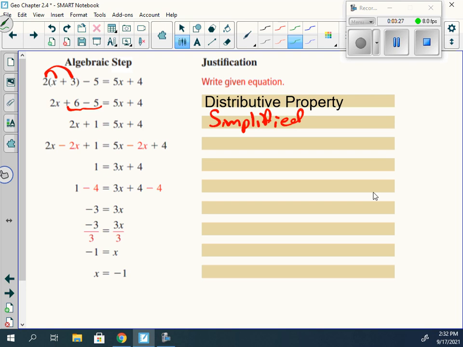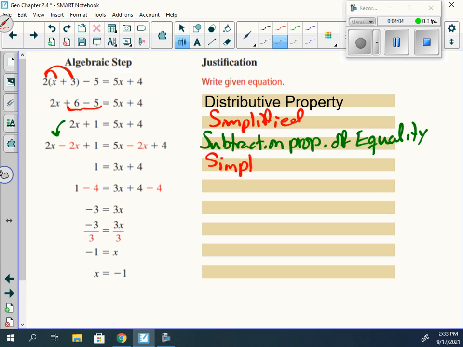So like this here. From here to here, what did they do to both sides of the equation? They subtracted 2x from both sides. So the property that says that we can do this is our subtraction property of equality. Because the subtraction property of equality says we can subtract the same thing from both sides, and it doesn't change the equation. Well, then they simplify. Then they actually subtracted 2x. 2x minus 2x would give us 0. 5x minus 2x would give us our 3x.